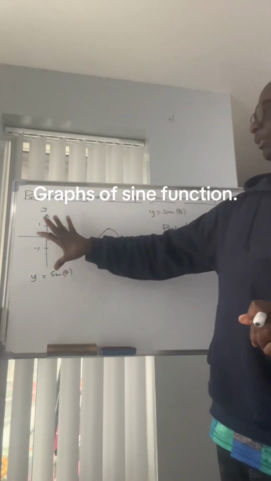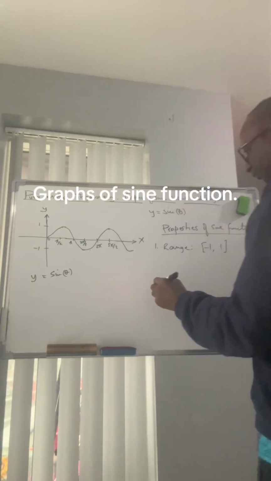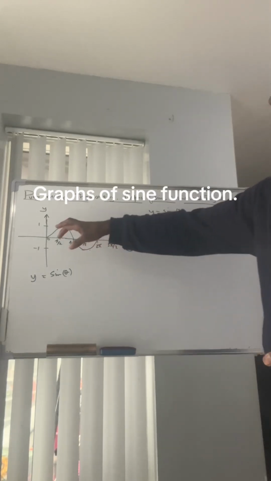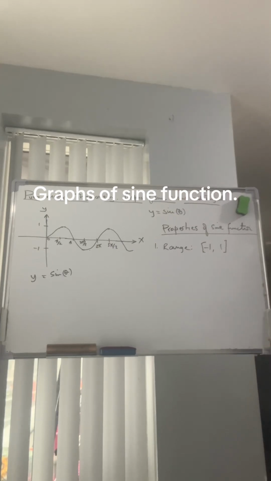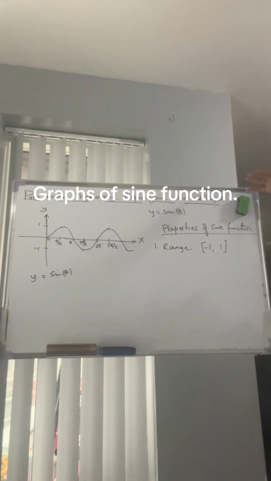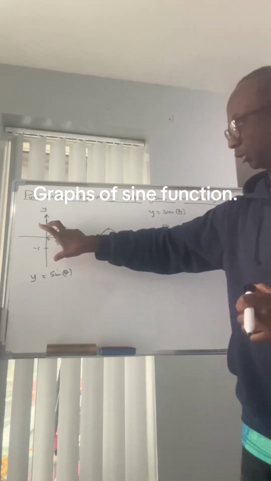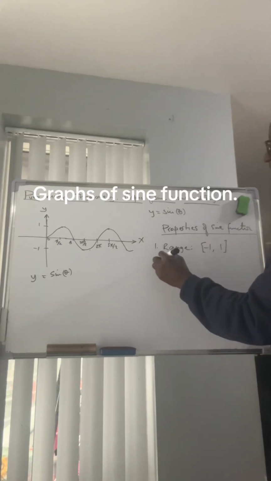It cannot go beyond these two values. What that means, you can have a maximum value of 1 and a minimum value of -1. It stays in that range between 1 and -1. It cannot go above +1 and it cannot go below -1. It always stays within that range. So that's the range of the sine function.